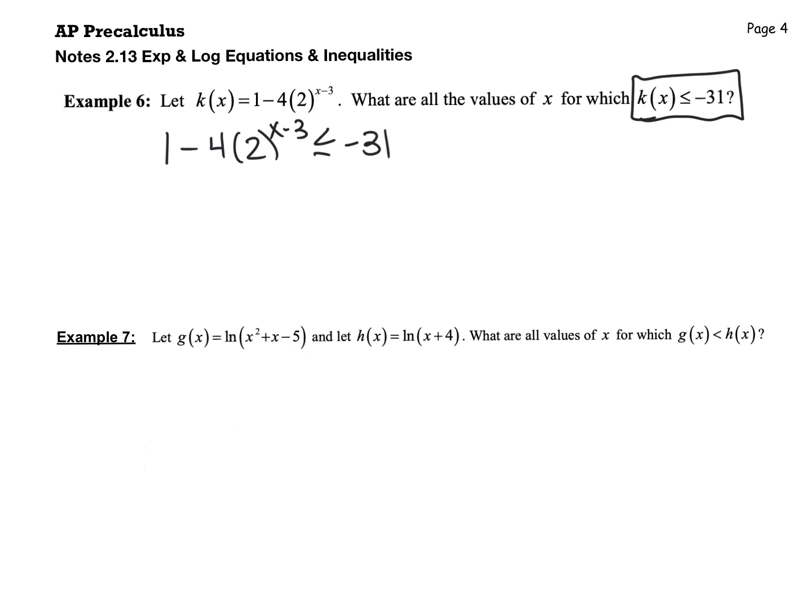Usually with the exponential ones, they just work out nicer, and you may be able to solve it without even using a sign chart, which is nice. Okay, the log ones will definitely have to have that. If we're thinking about a normal, how do we solve an equation kind of problem, what would I do first to try to isolate that exponential part? Yeah, we're going to subtract that 1. Okay. So I get negative 4 times 2 to the x minus 3 is less than or equal to negative 32.